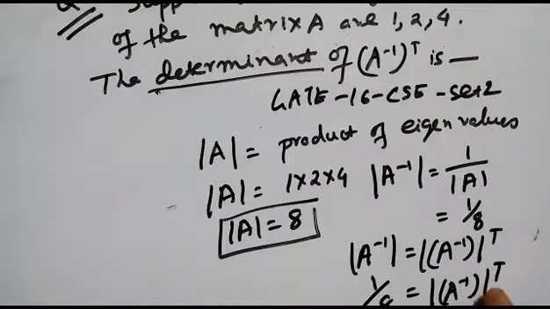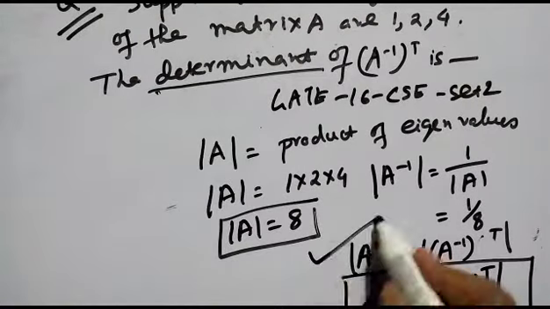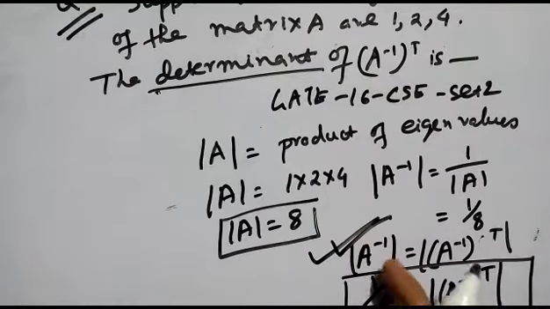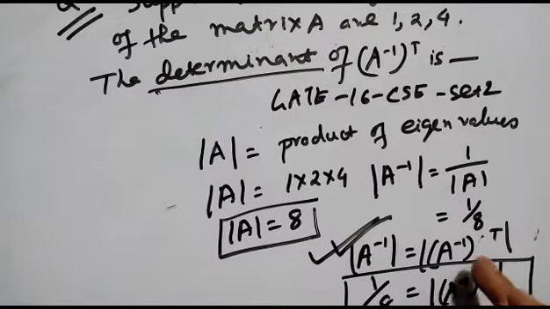So determinant of A inverse transpose is 1 by 8. So we have to always remember the property: the determinant of A inverse is always equal to the determinant of A inverse transpose. By using this property, we easily find the value, and the value is 1 by 8. Clear? Thank you.